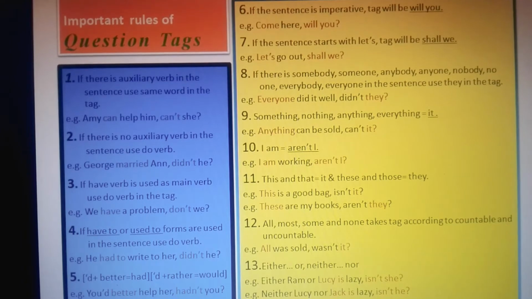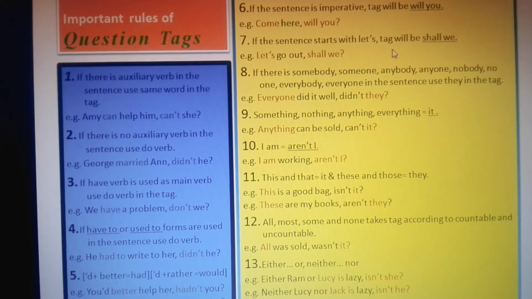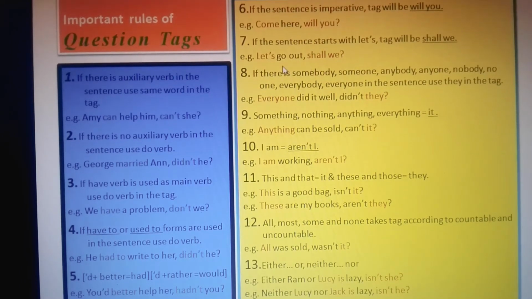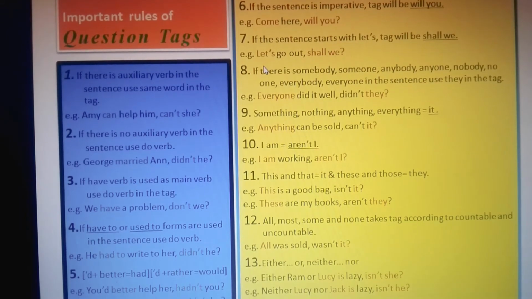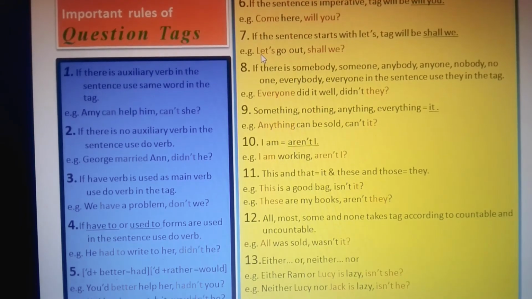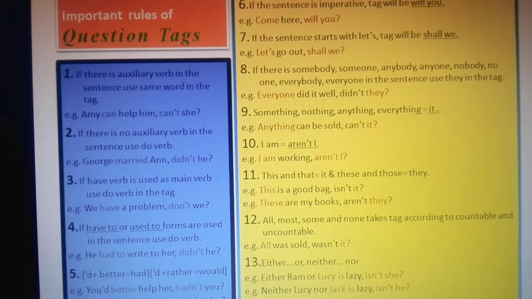Now number 7, if the sentence starts with let's, the tag will be shall we. You can see here this sentence starts with let's. Let's go out, shall we? It means we have to use shall we if the sentence starts with let's.